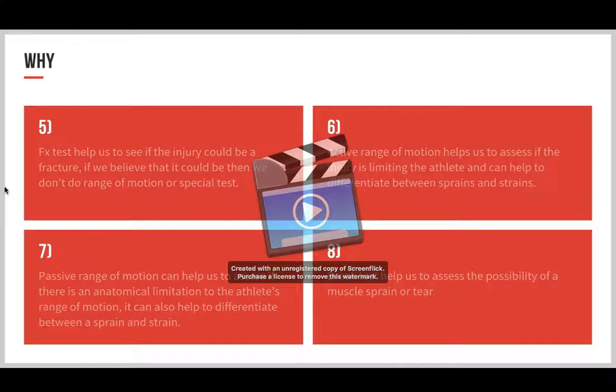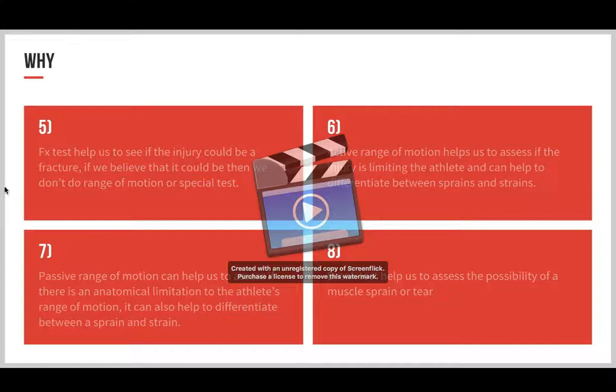Passive range of motion is a big indicator of 2 different things. First being anatomical limitation. So if an athlete flexes or dorsiflexes their foot and it doesn't go past 15 degrees, and the other side does, then we can take it through passive range of motion to find out the end feel. So is that bony? Is it hard? Is it soft? To find out if the anatomical is limiting. Or we can also help to differentiate between a sprain and a strain.